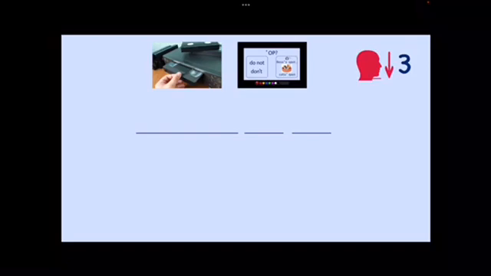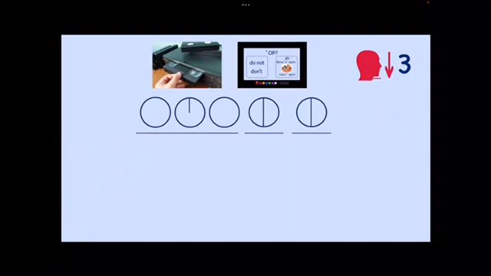Vid-e-o. Vid begins with v. Can you feel that vibration as you say v? I, d, vid. E, o. Now which letters will we need? V is V. I is I. D is D.